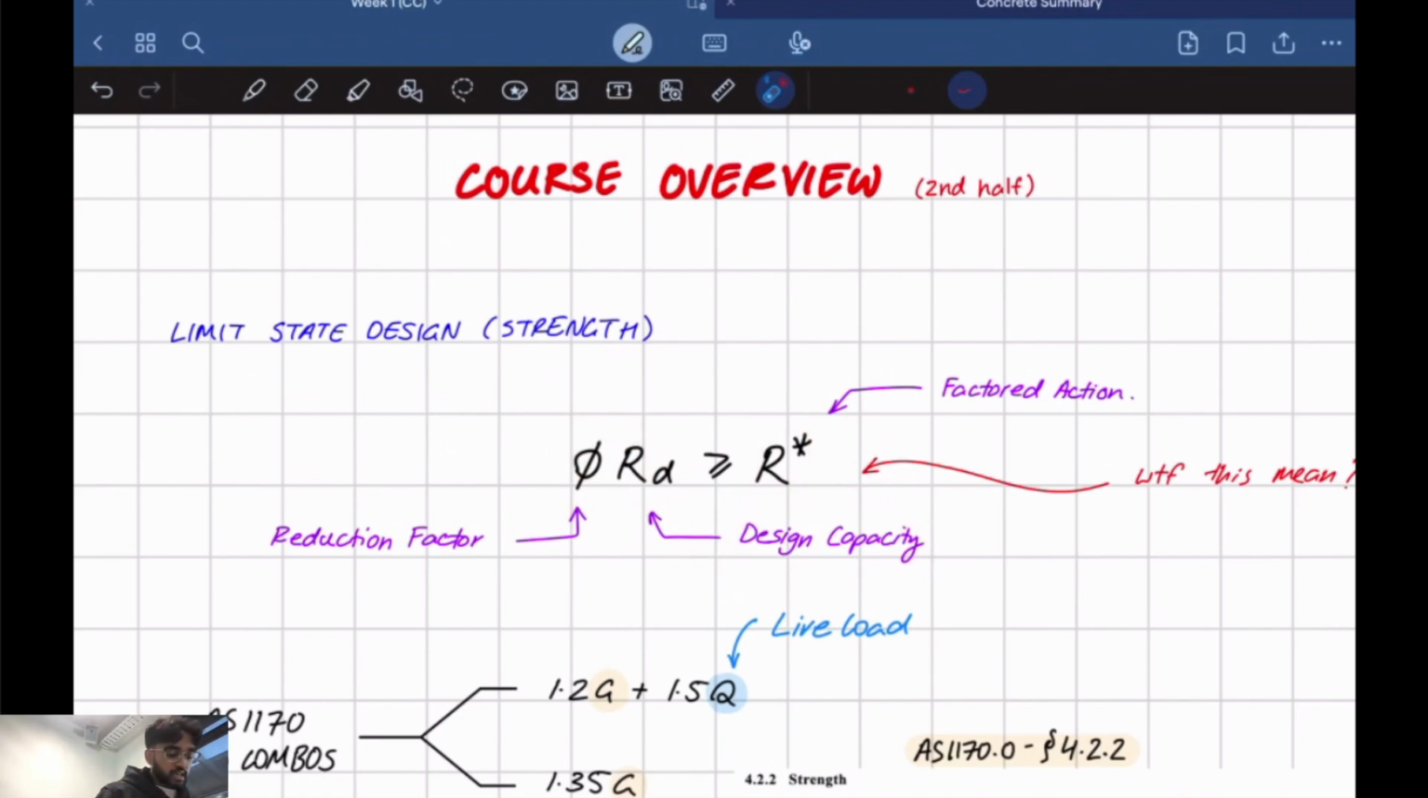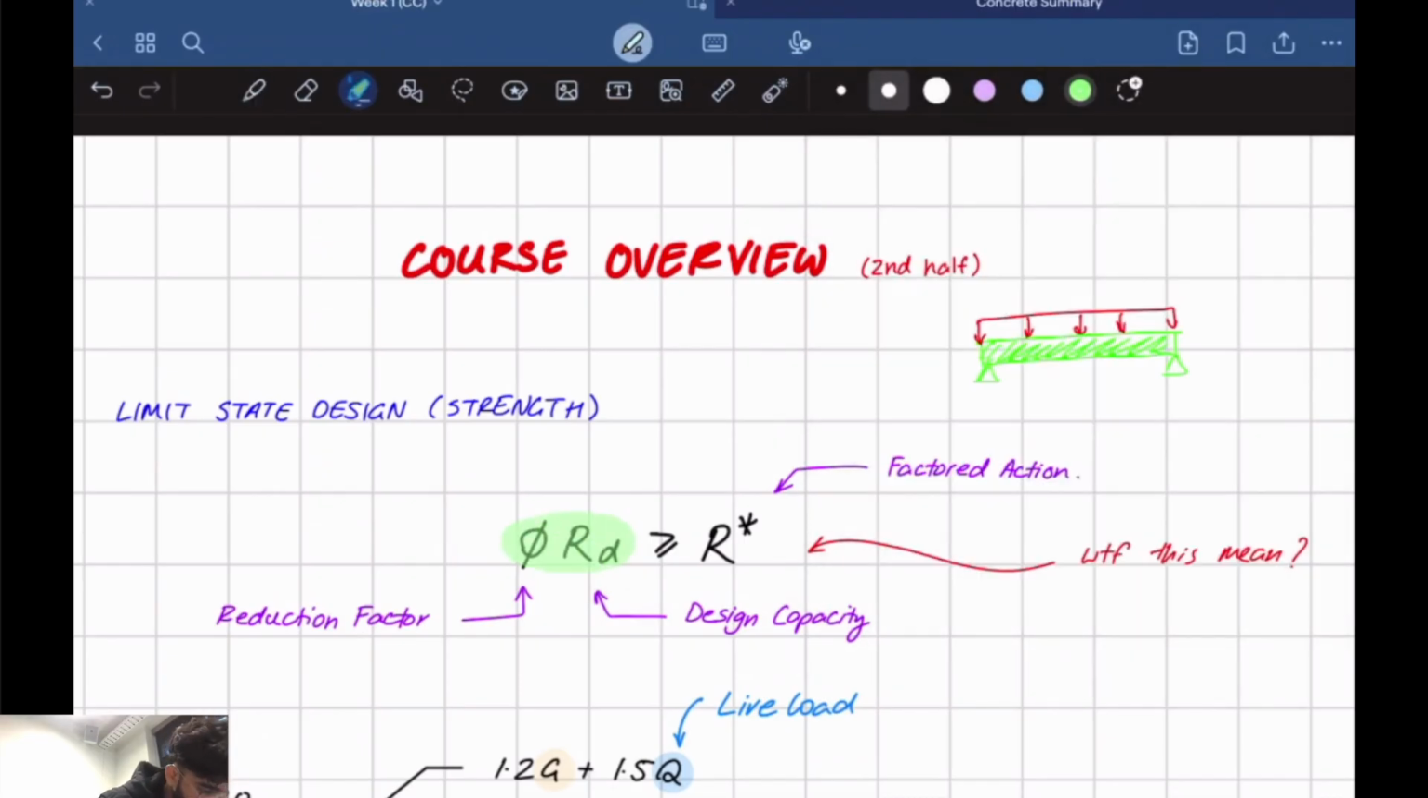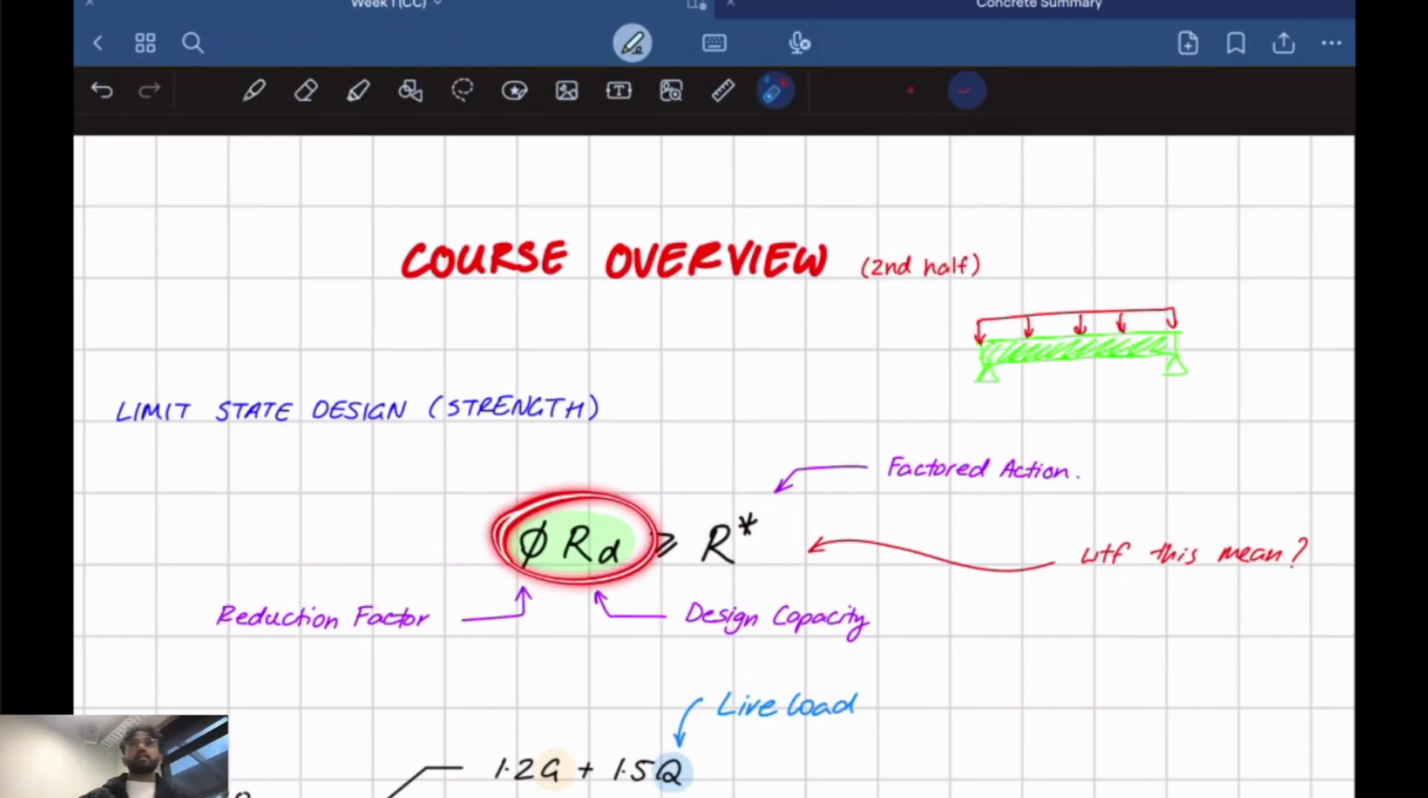So let me explain this with an example. Take a look here, we've got a beam, and on that beam, we've got some sort of load acting on it. That's not too hard to understand, right? Cool. So this left-hand side of the equation is talking about the capacity of the beam itself. I'll highlight this in green. The right-hand side of the equation is talking about the forces that are acting on the beam itself. So the equation is saying the capacity of the beam has to be greater than what's acting on the beam. Does that make sense?